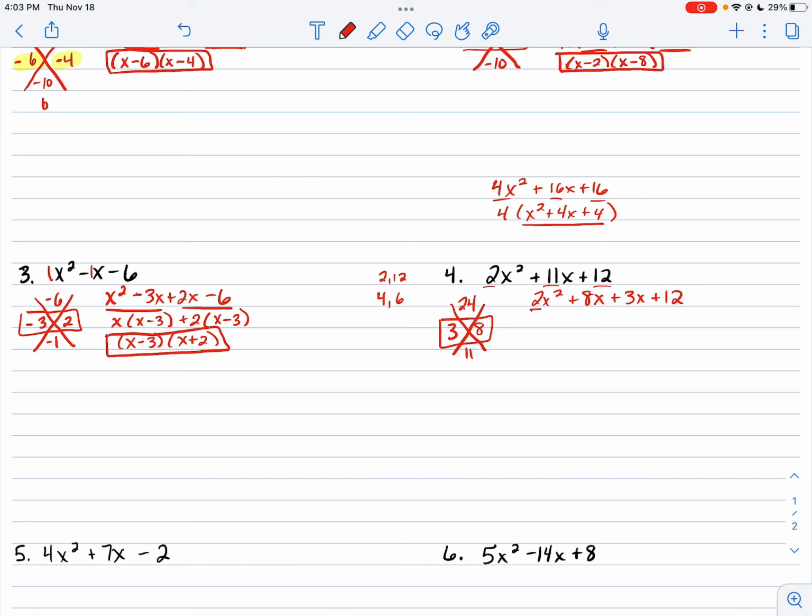And the reason why I did that is because when I group the first two, now they have a 2x in common, so I can take out a 2x, and I would be left with x plus 4. And then out of the last two, they have a 3 in common, so I can take out a 3, and I'd be left with x plus 4. So now the part that's in parentheses is the same, so I can take out the x plus 4, and then I would be left with 2x plus 3. This is my factored form.